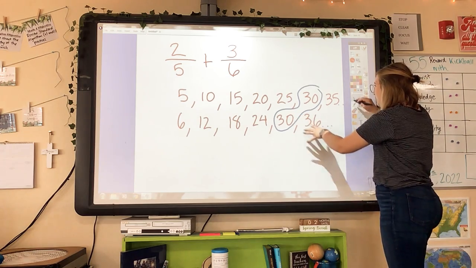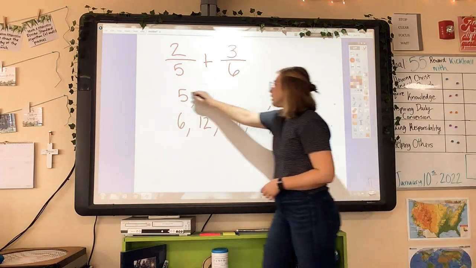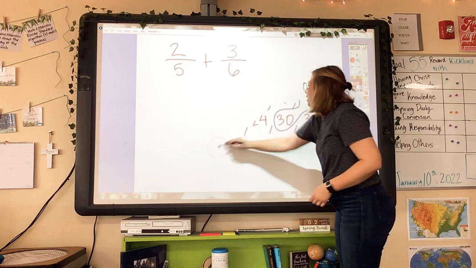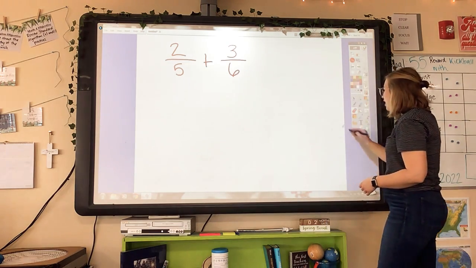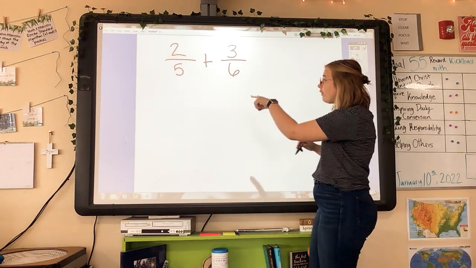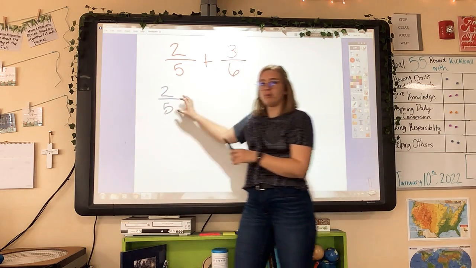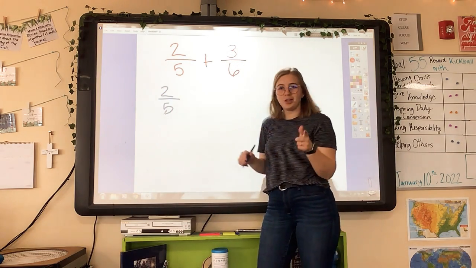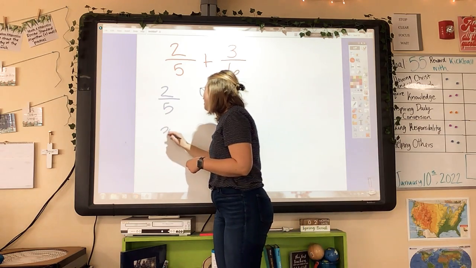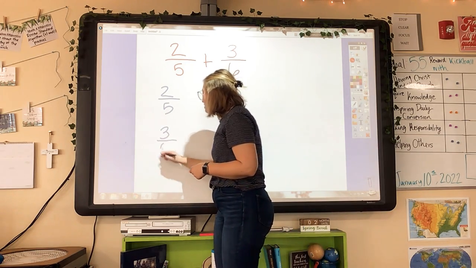I'm going to get rid of the multiples, so these go away. In order to make it easier, I'm going to rewrite both of the fractions vertically, so that way I can show all of my work on the side. And I want you to do the same thing. So 2/5 and then 3/6.